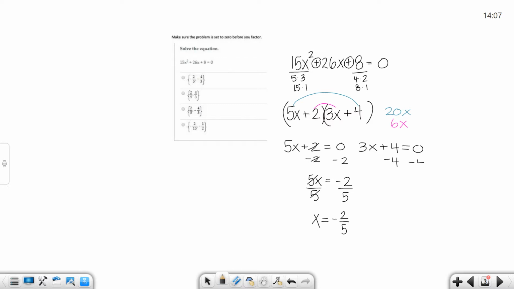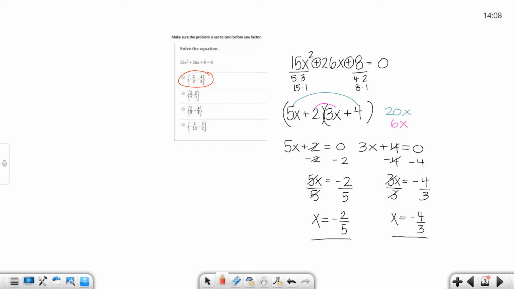To solve the other piece, I'll subtract 4 from both sides. And 3x equals negative 4. I'll divide both sides by 3. And x would equal a negative 4/3. So in my answer choices, I'm looking for a negative 2/5 and a negative 4/3. Be super careful. If you notice your first 3 possibilities, they're all 2/5, 4/3. So the sign is going to be a really big deal. I notice that both of these are negative, so I have to make sure I pick the one where both signs are negative, and that would be here.